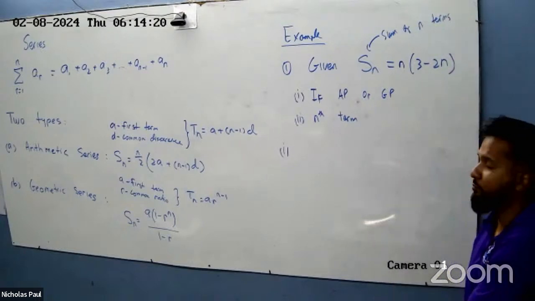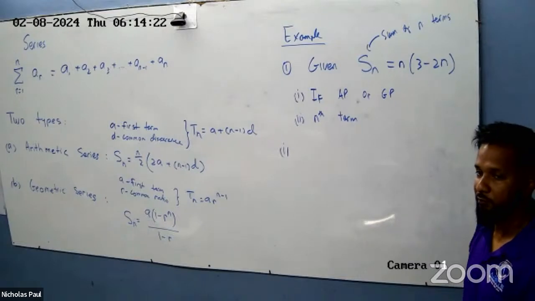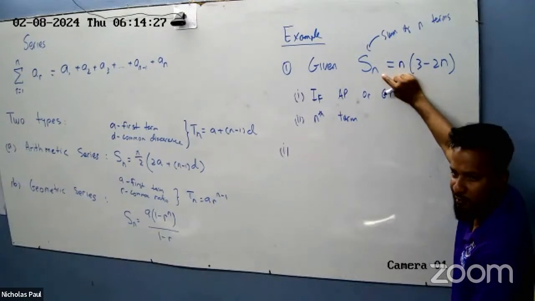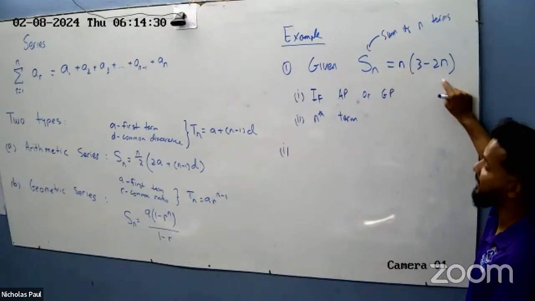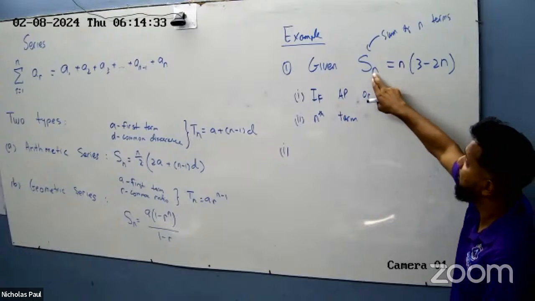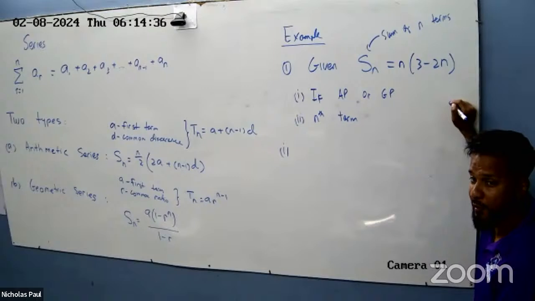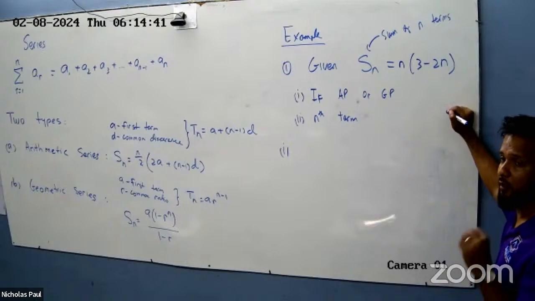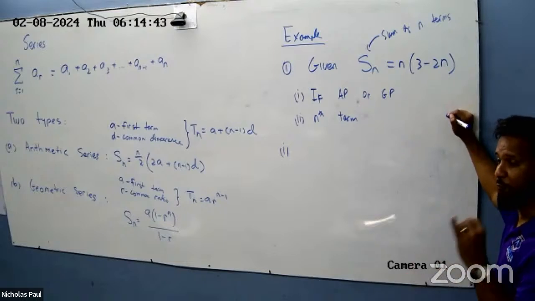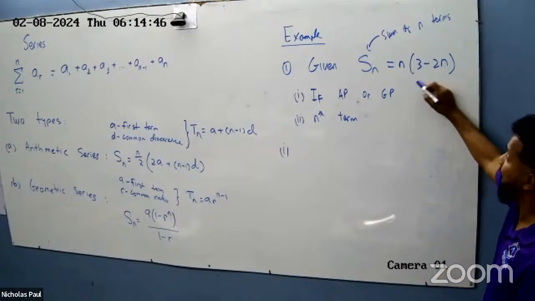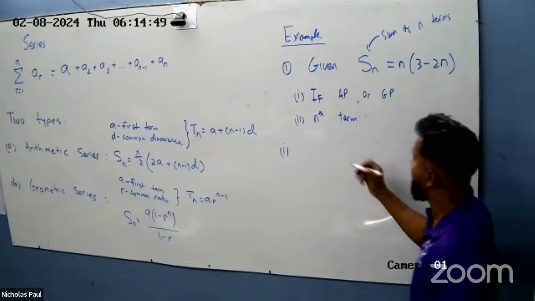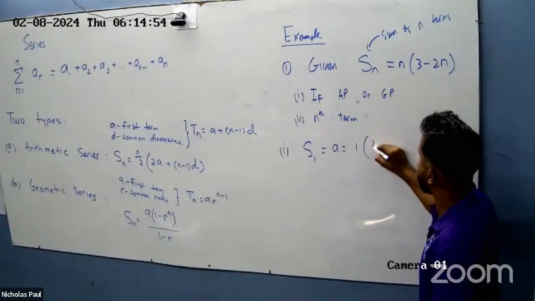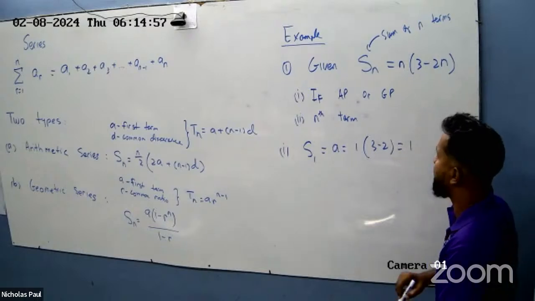How are we going to use this here to determine if it's an AP or GP? What does this mean? This means it's summing all the n terms. So suppose it had S2. What does S2 mean? Sum of the first two terms. What does S3 mean? First three terms. What is S1? S1 is the first term. So S1 is equal to the first term, which is 1 by 3 minus 2, which is 1. S1 is 1.